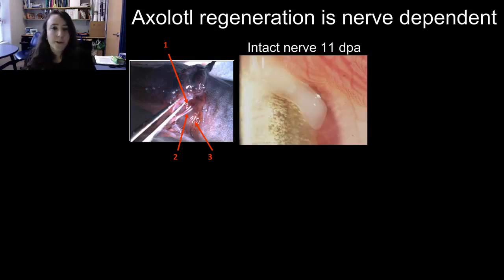Now, a normal regenerating limb looks like this. You can see the blastema is that little triangle at the end of the limb. That's around 11 days post-amputation. That's what DPA is going to stand for throughout this presentation.